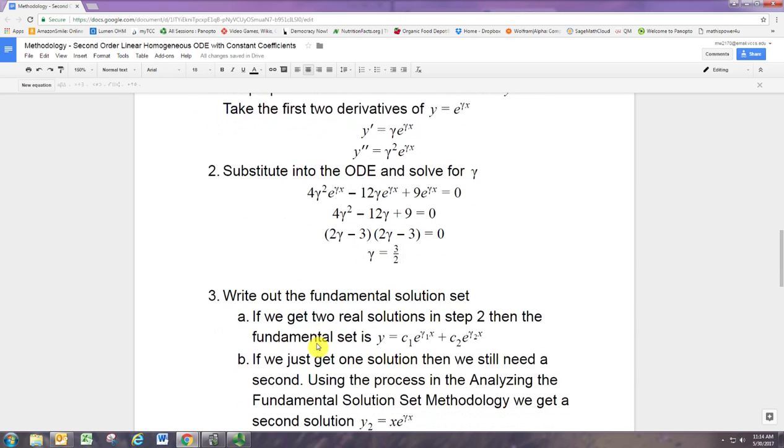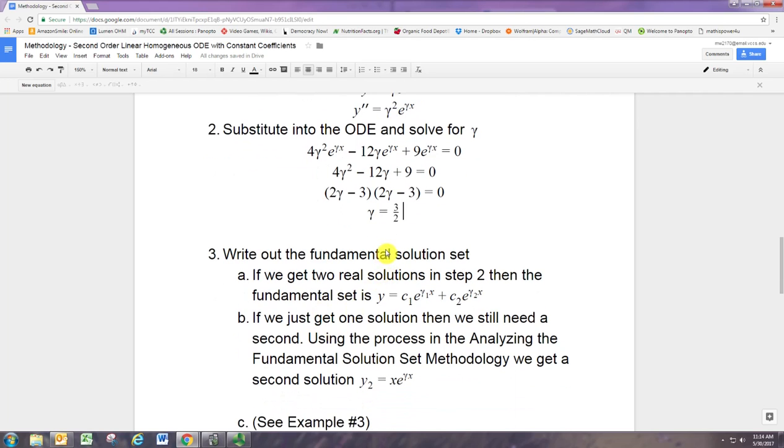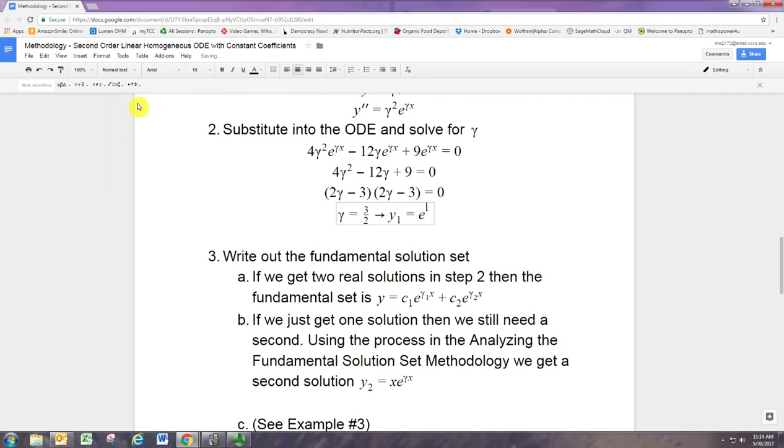So we talked earlier about how we need a fundamental solution set that has two linearly independent solutions to span the whole solution space. And here we're only going to get one. So we will get one of these solutions. You can think of y1 as your e to the 3/2 x. But what about y2?